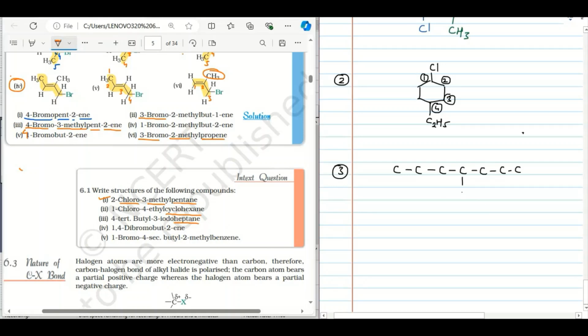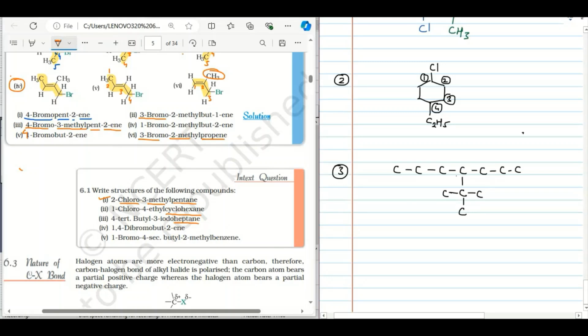Tertiary butyl means butyl has 4 carbon and the carbon through which the substituent is hanging to the parent chain is tertiary. So here this is the tertiary butyl, in which this carbon is bonded to 3 other alkyl groups and it is bonded to the main carbon chain. So this is the tertiary butyl group.